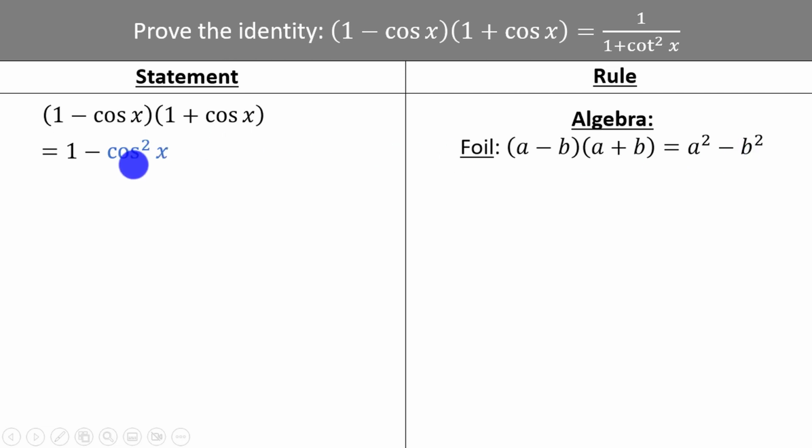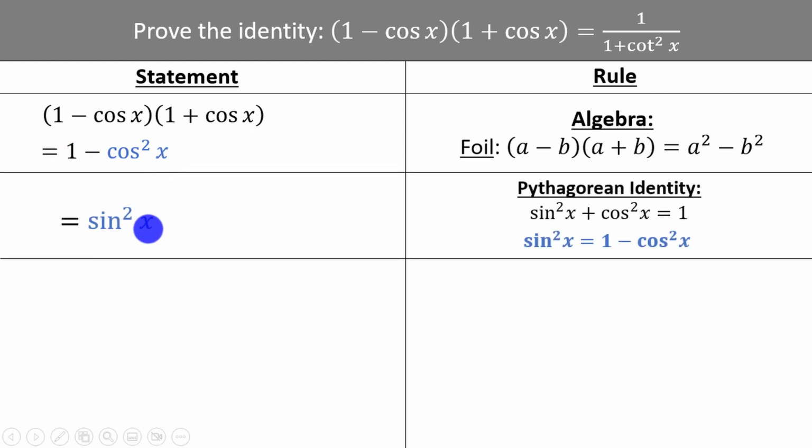Next, we notice that we have a squared trig function. Anytime you have a squared trig function, you can use a Pythagorean identity. I always remember that 1 minus cosine squared is equal to sine squared, or that 1 minus sine squared is equal to cosine squared. If you take 1 minus either sine squared or cosine squared, you always get the other one. So in this case, 1 minus cosine squared is the same thing as sine squared. And this is by the Pythagorean identity, specifically the algebraically manipulated form.